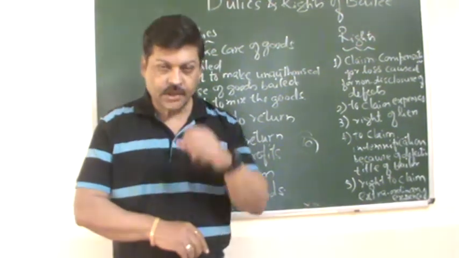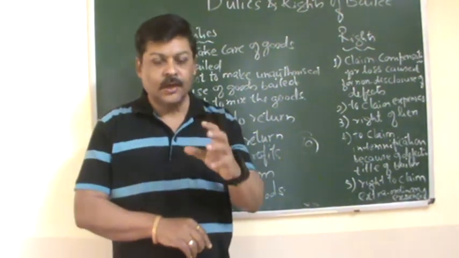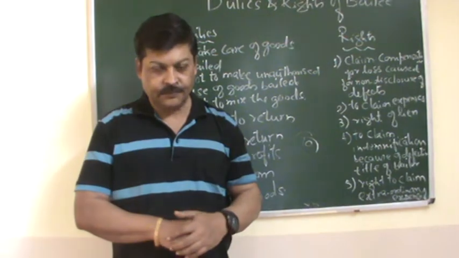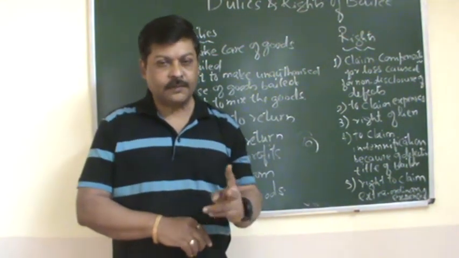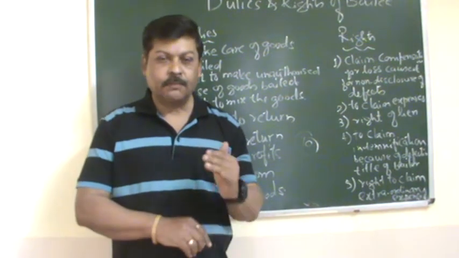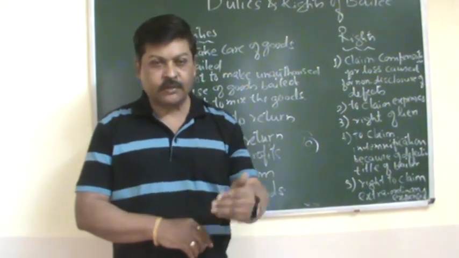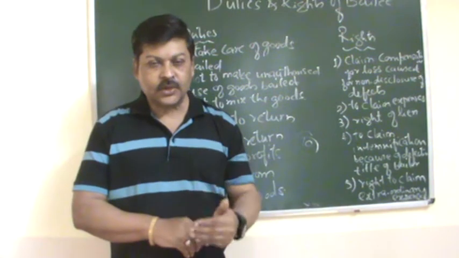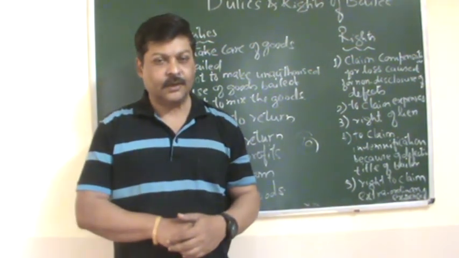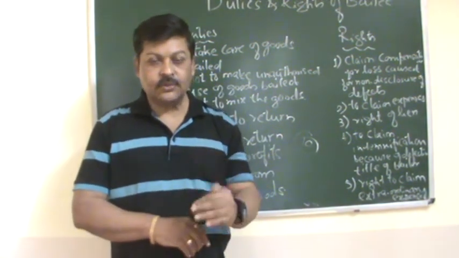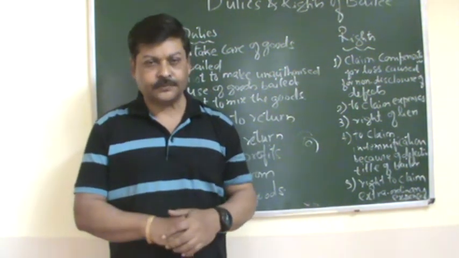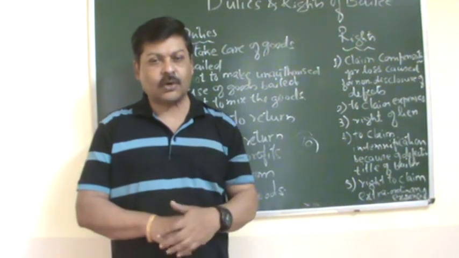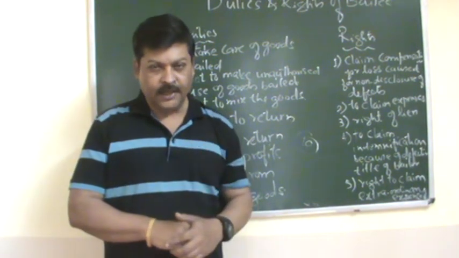Now when this question appears, first you have to mention who is the bailee in the bailment. Bailment has 2 parties, bailor and bailee. The person who receives the goods from the bailor for any purpose is called the bailee.